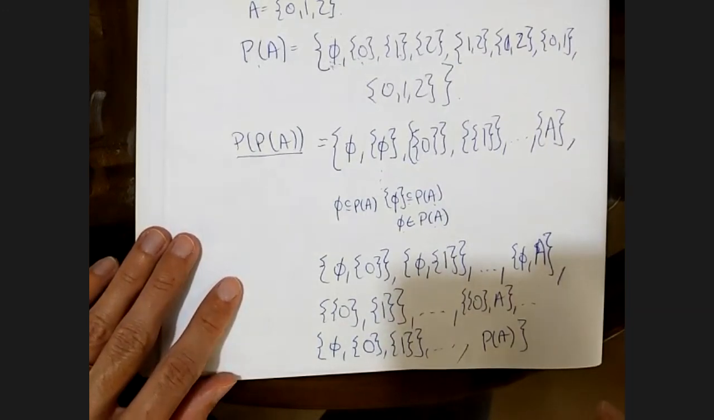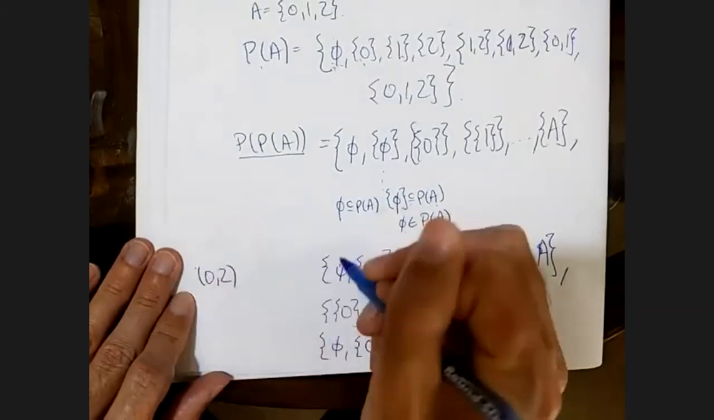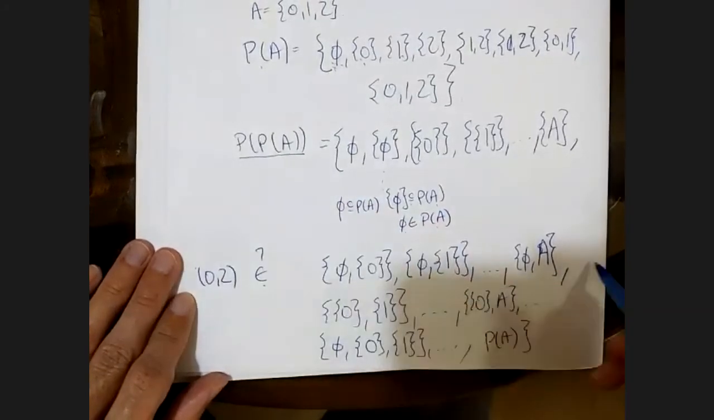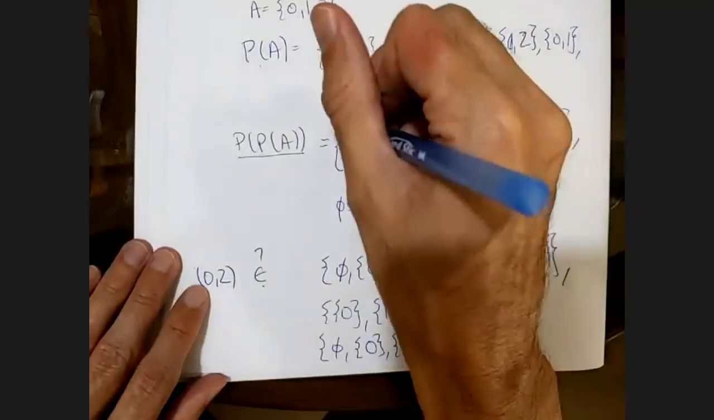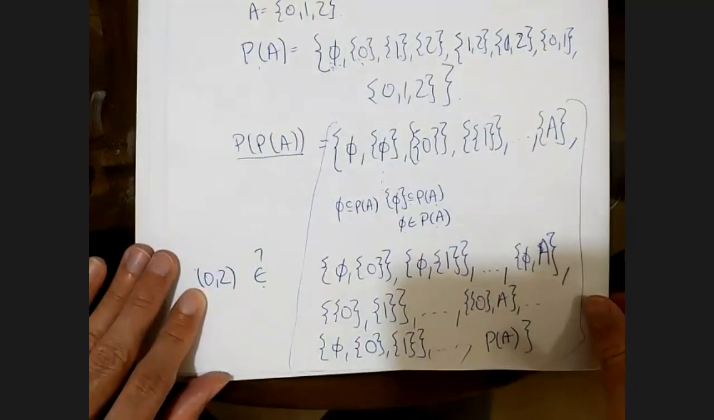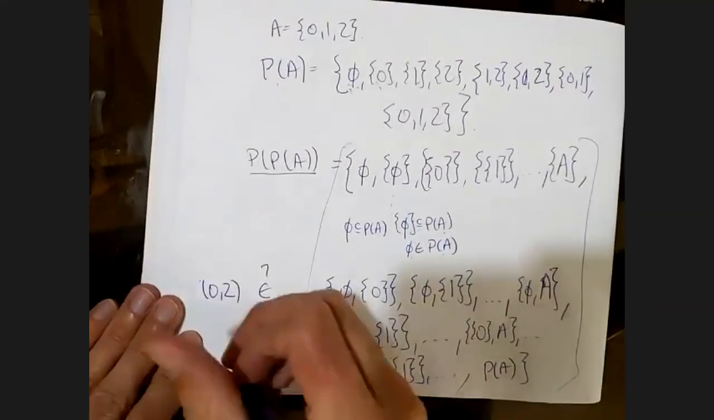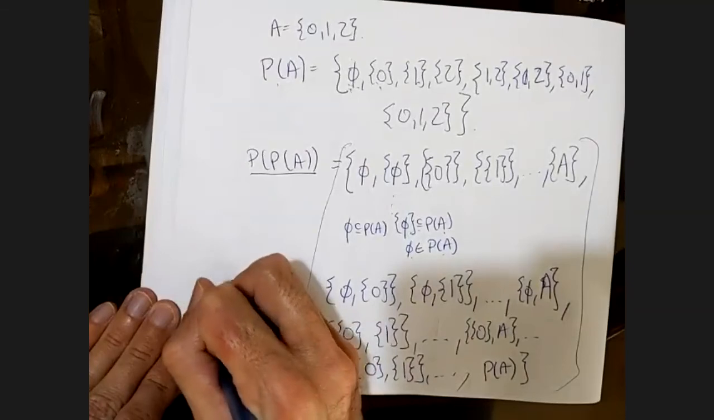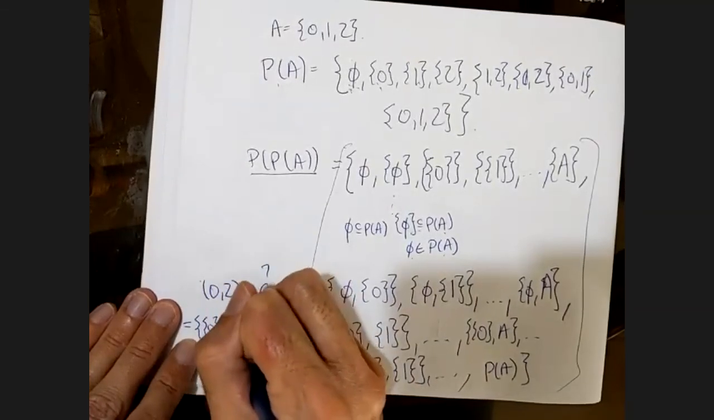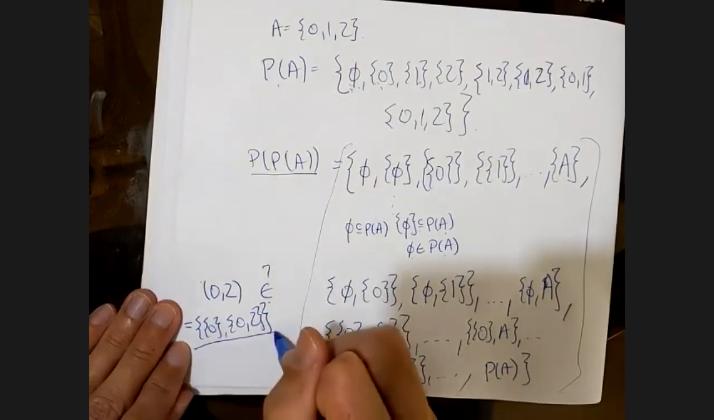Right, so now let's try and find, like 0, 2. Is it one of these? Oh, sorry. This is the power set of A. Is it one of these? Well, to figure that out, we have to write down what is 0, 2. It's the unordered pair. Okay. And then we will find this, right?